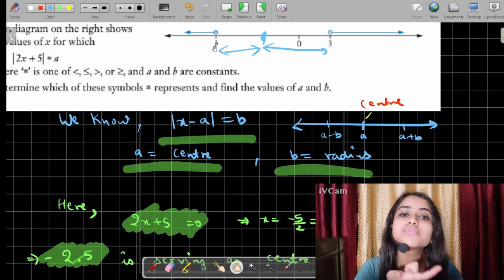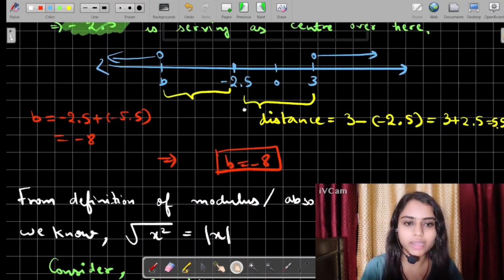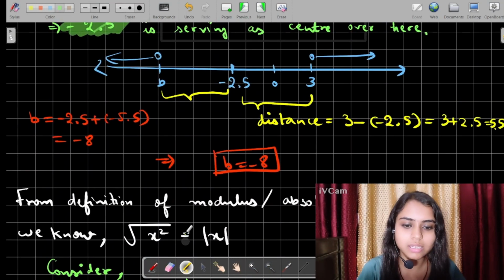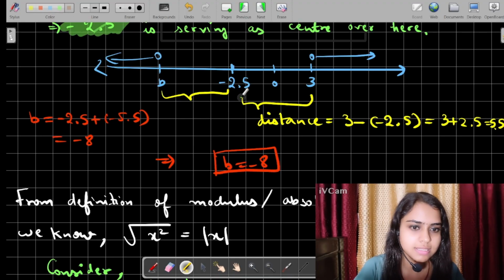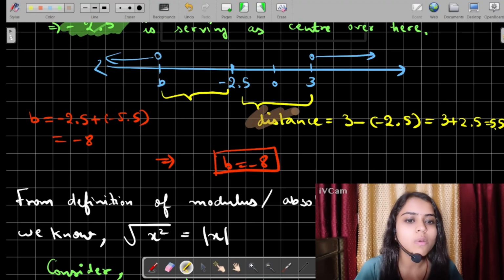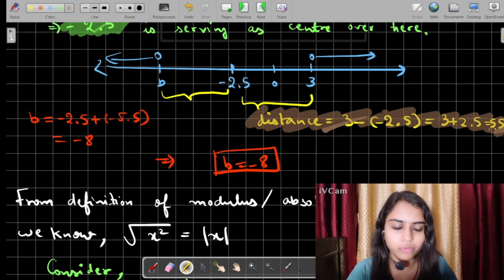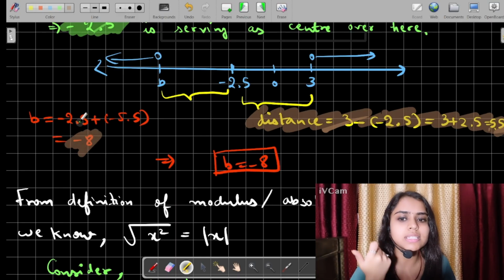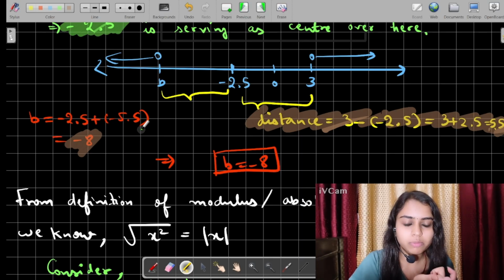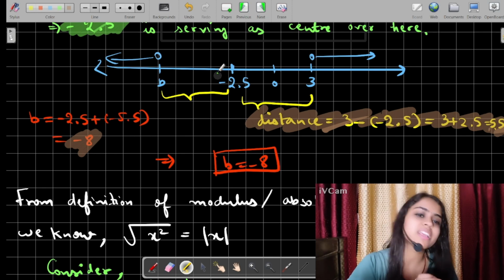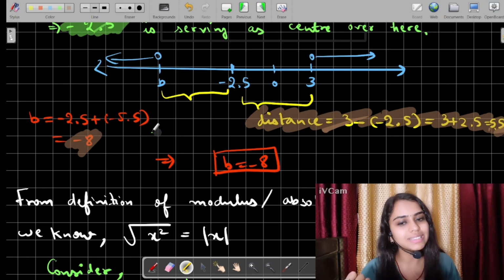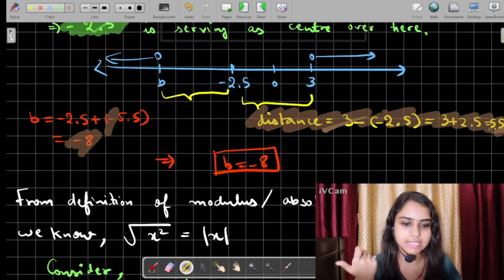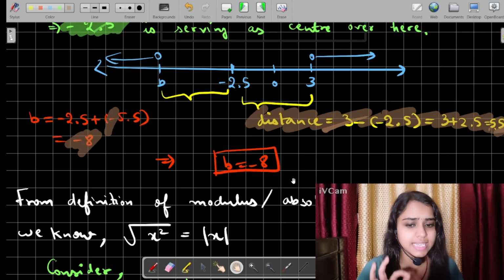That will help us to find b. So let's see how we will find b. This distance from negative 2.5 to 3, what is this distance? This is 5.5, right? And let's go back on the left side, 5.5. Negative 2.5 plus negative 5.5 is negative 8. Why is it negative? Because I'm going in the left direction. That's the logic of the negative. So the other endpoint is negative 8.